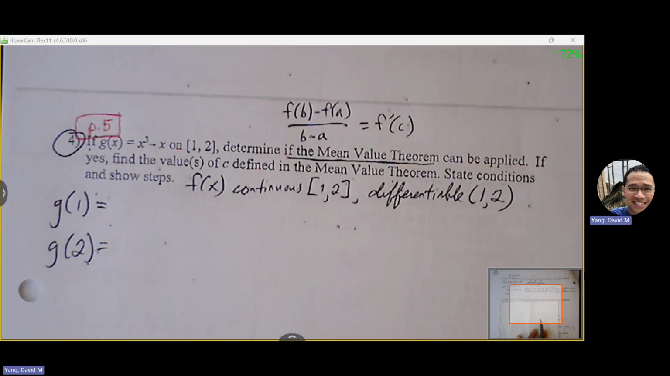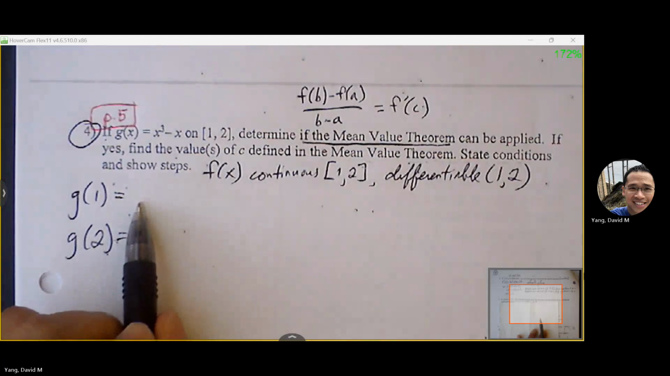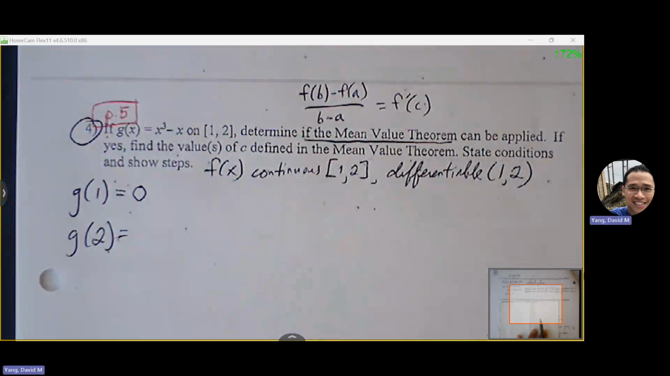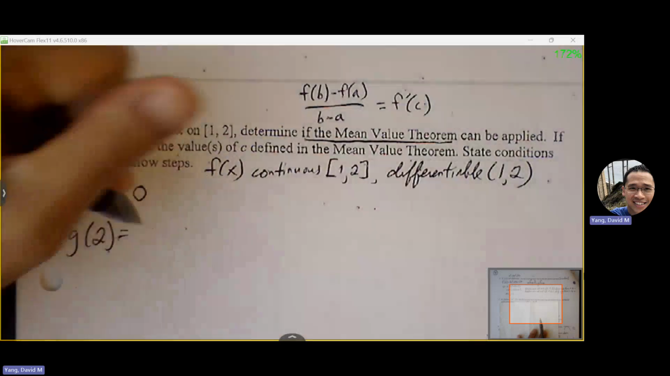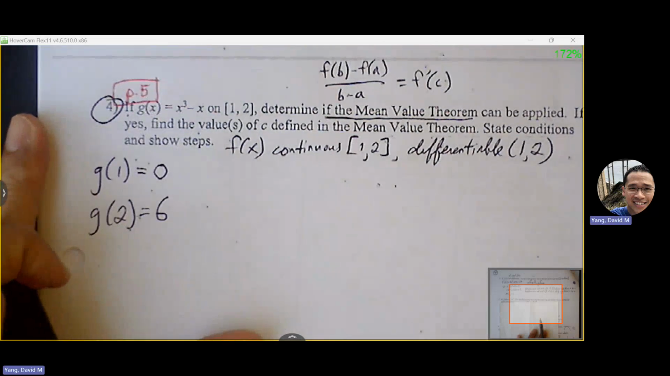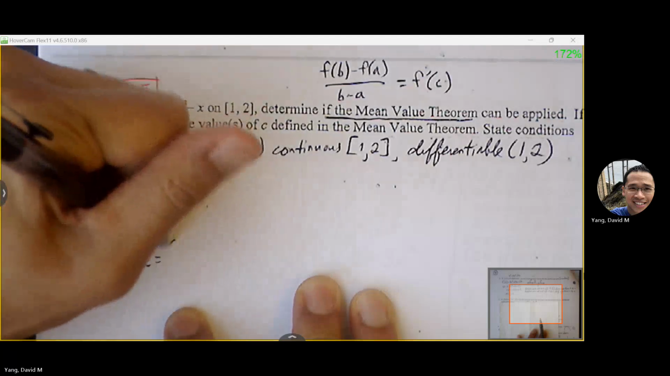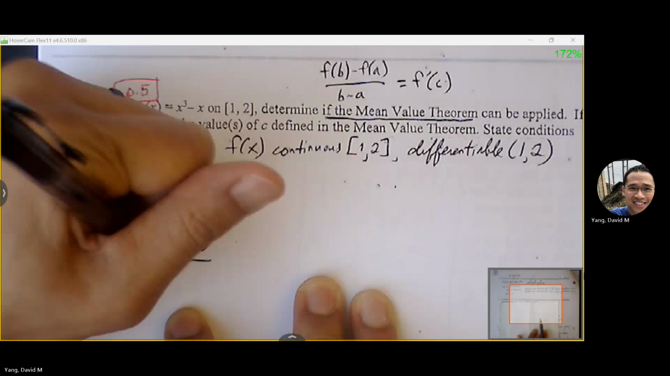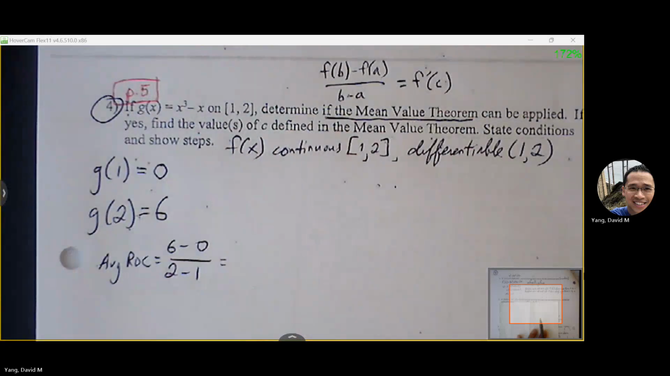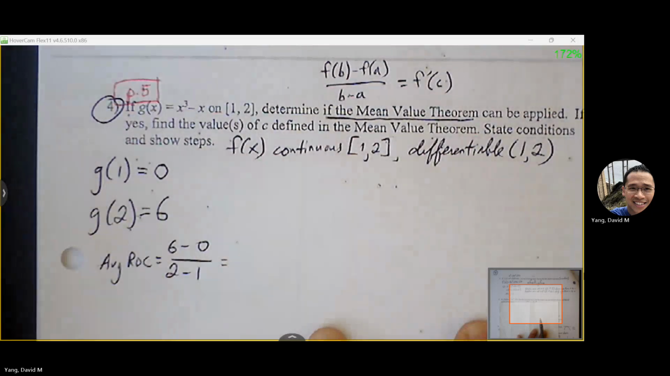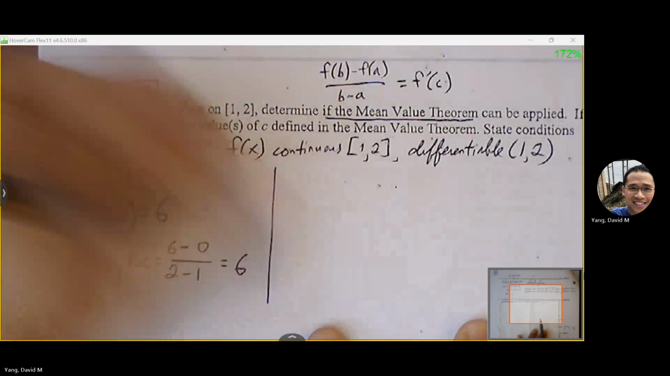Okay, what do we get? G of 1 equals what? 0. Okay. G of 2 equals 6. Okay. Slope, right? Change in y over change in x. What slope is this graph experiencing between these two endpoints? Slope of what? 6.